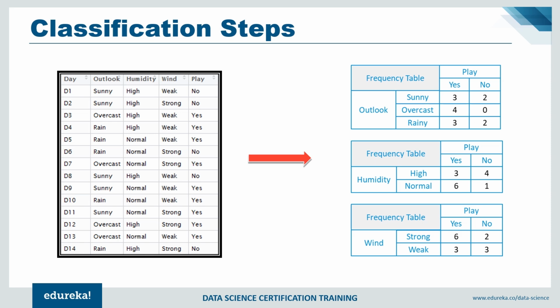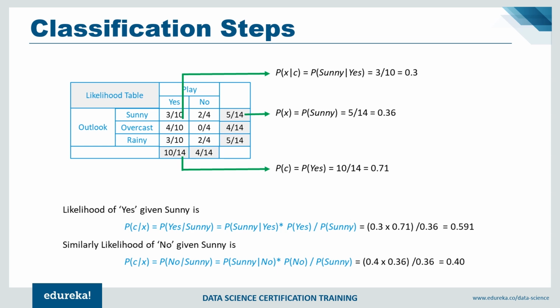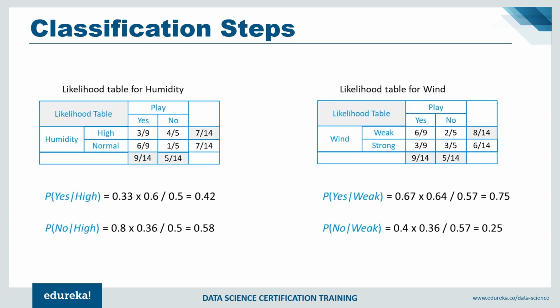Next, we're going to find the probability of sunny given it's a yes, that is 3 out of 10. Find the probability of sunny, which is 5 out of 14. This 14 comes from the total number of observations, from yes and no. Similarly, we're going to find the probability of yes also, which is 10 out of 14, which is 0.71. For each frequency table, we'll generate these kinds of likelihood tables. So the likelihood of yes given it's sunny is equal to 0.51. Similarly, the likelihood of no given it's sunny is equal to 0.40. So here you can see that using Bayes theorem, we have found the likelihoods of yes given it's sunny and no given it's sunny.